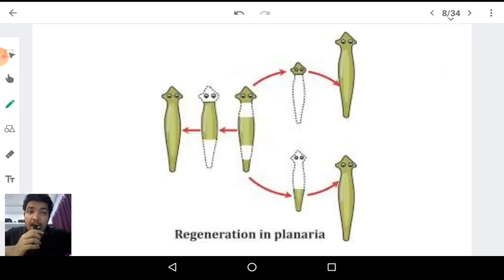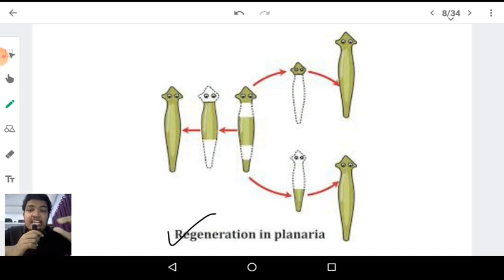Let us now talk about another method of asexual reproduction which is seen in animals, which is regeneration. Regeneration is different from reproduction because it does not happen throughout the life cycle. It does not happen every time, and it does not happen with every cell of the body. So both are different. However, if the body of a planaria is cut into different fragments, then each of these parts is going to regenerate into a complete organism. A single part that is removed is going to get converted into a complete organism.